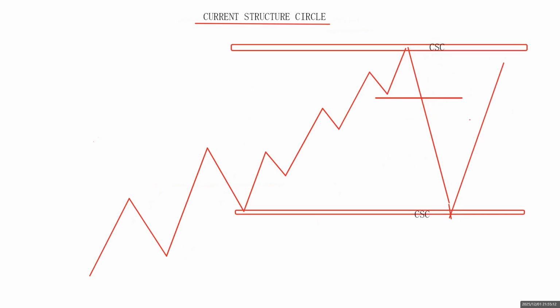So that's one importance of the chart structure, the trading within CSC, right? We call it CSC, chart structure circles, so that we can be able to take profits at due time, and we can be able to execute a trade within the right framework of what we are supposed to be doing.